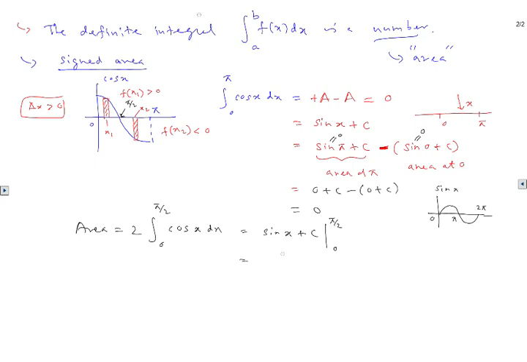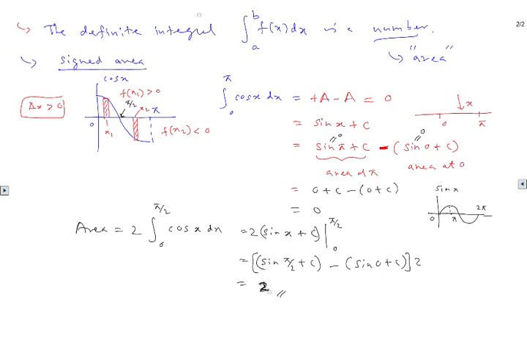If you do that, it's sine pi over 2 plus c minus sine 0 plus c, and how much is sine pi over 2? Sine pi over 2 is 1, and you can see the c and c cancel, so it is 1. But remember one more thing, we forgot to multiply this by 2, so let's multiply this whole thing by 2. The area becomes 2 now. Okay, so that's the area.